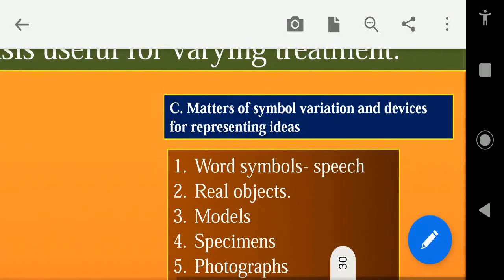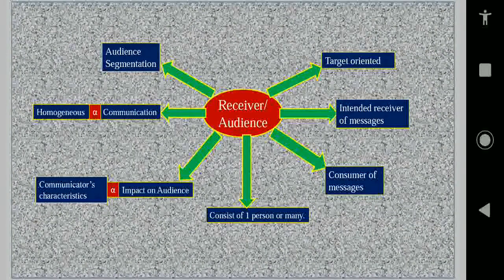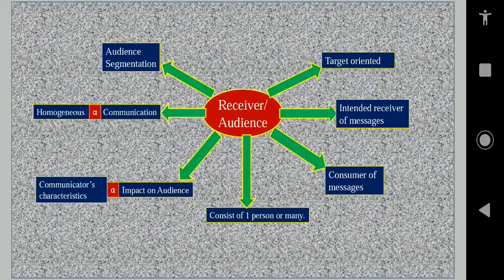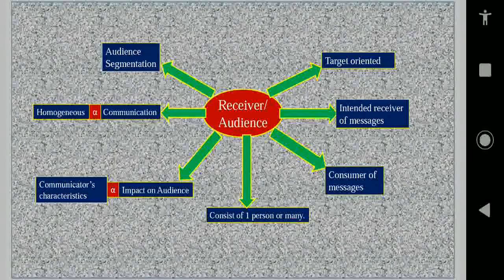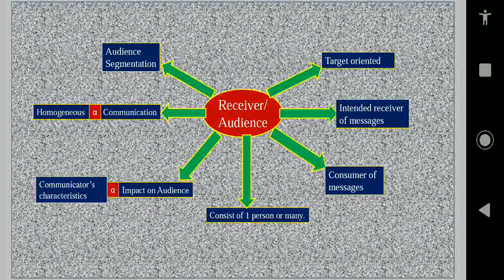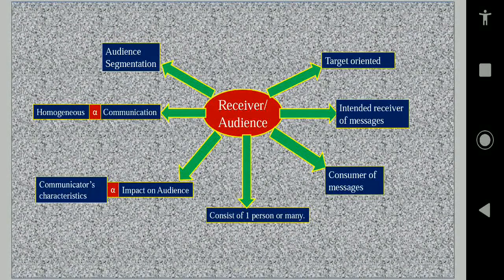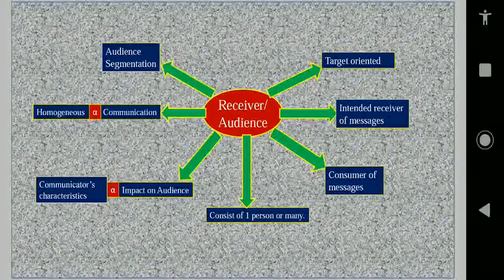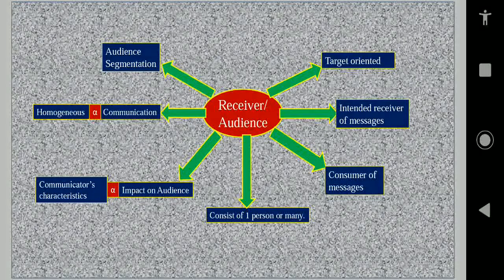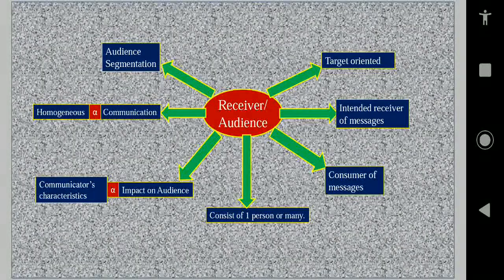Then come to the receiver or audience. The audience or receiver of the message is the target of the communication function. Target is source oriented. Receiver is source oriented, and the target of the communication function is what? That is your audience. An audience may consist of a single person or a number of persons.